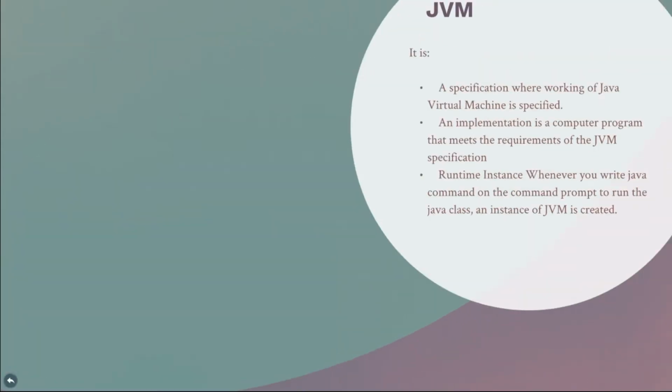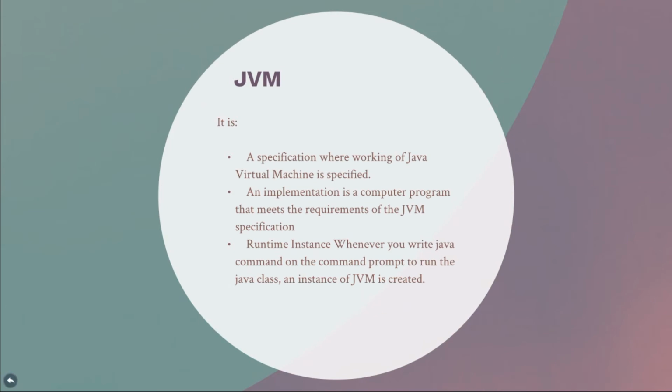The third thing is the JVM, which stands for the Java virtual machine, which is the specification where the working of the Java virtual machine is specified, an implementation of a computer program that meets the requirements of the JVM specification. And the runtime is the instance: whenever you write a Java command on the command prompt to run the Java class, an instance of the JVM is created.